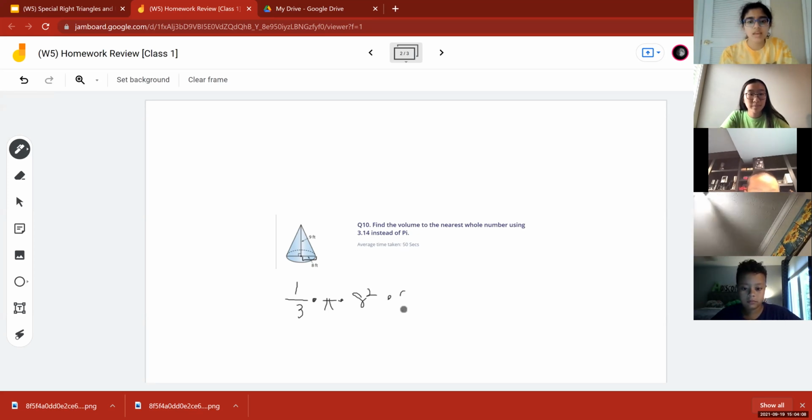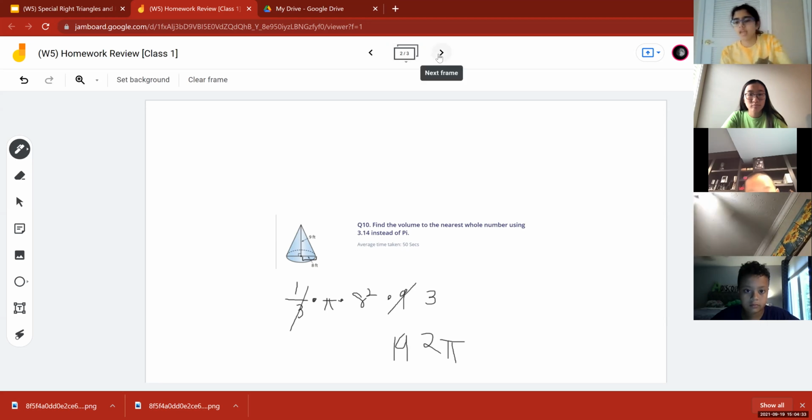So we can cancel out the 3 with part of this 9, and then we get 8 squared times 3 times pi, and we get 64 times 3. When you do that, you get 192 pi, because you have to multiply the pi out. Don't forget the pi. And then you can multiply it by 3.14 to get your answer. And remember, for the homework, you can use a calculator.